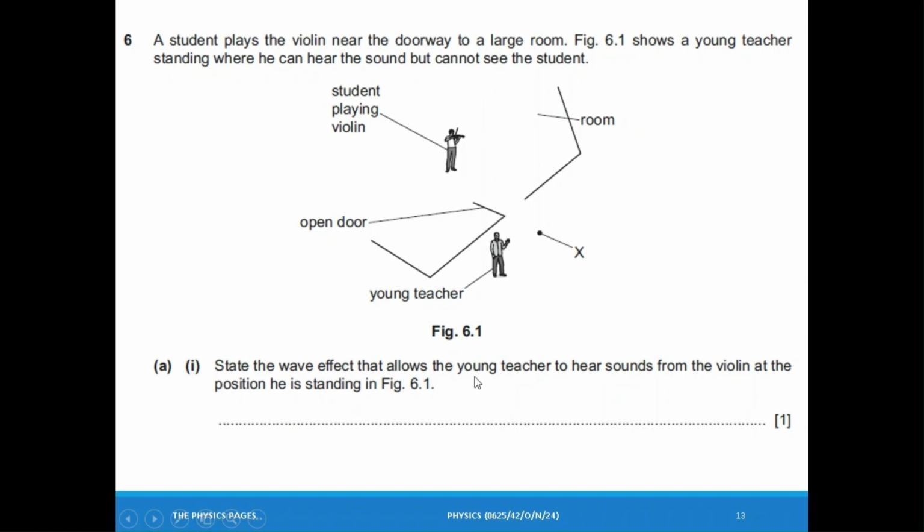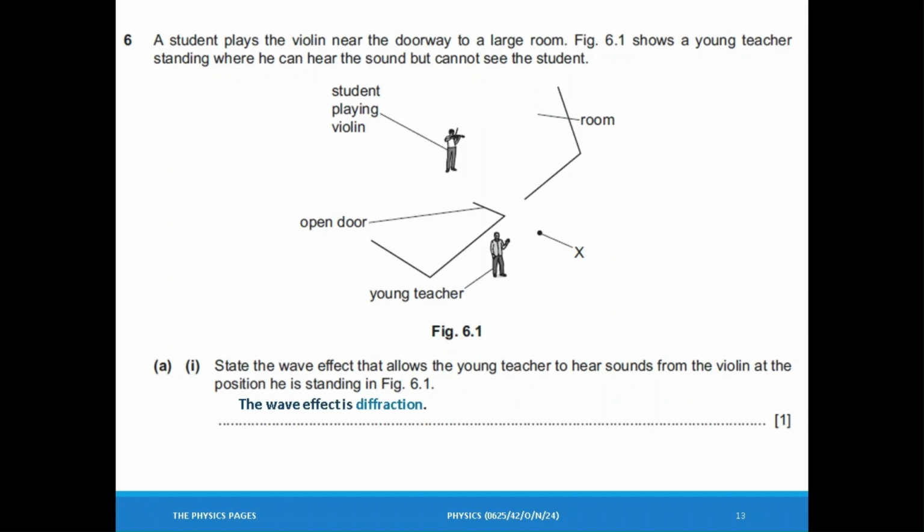State the wave effect that allows the young teacher to hear sounds from the violin at the position he is standing. The teacher is able to hear the violin because sound waves bend as they pass through the doorway. This bending of waves around obstacles is called diffraction. Therefore, the wave effect responsible for this is diffraction.